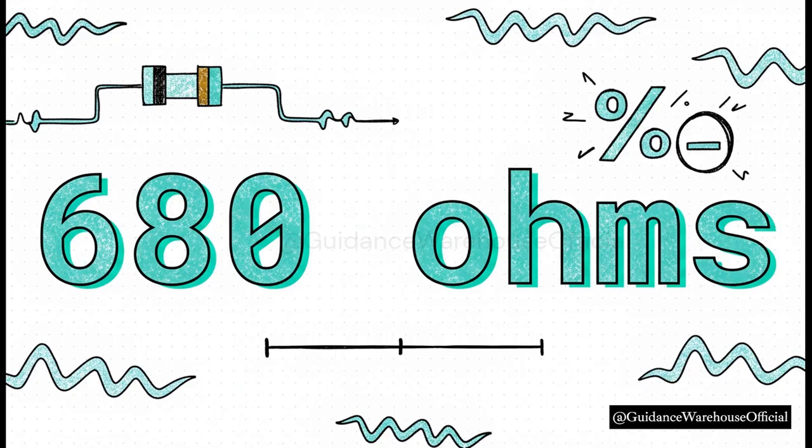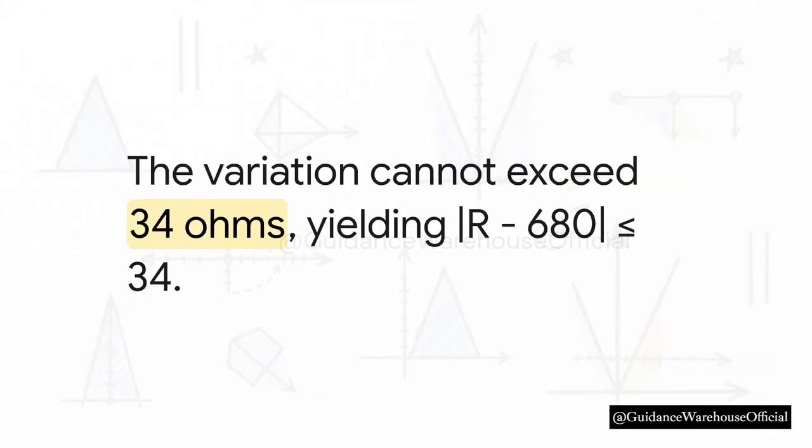Let's make this easier with an actual example. Going back to our real-life resistor, let's say we have one rated at 680 ohms with a tolerance of plus or minus 5%. To find our safe range, we calculate 5% of 680, which turns out to be exactly 34 ohms. We write this real-world boundary as an absolute value inequality. This simply translates to the absolute value of the actual resistance, R, minus our target resistance of 680 must be less than or equal to 34. Basically, the difference between reality and our target cannot exceed 34 ohms.